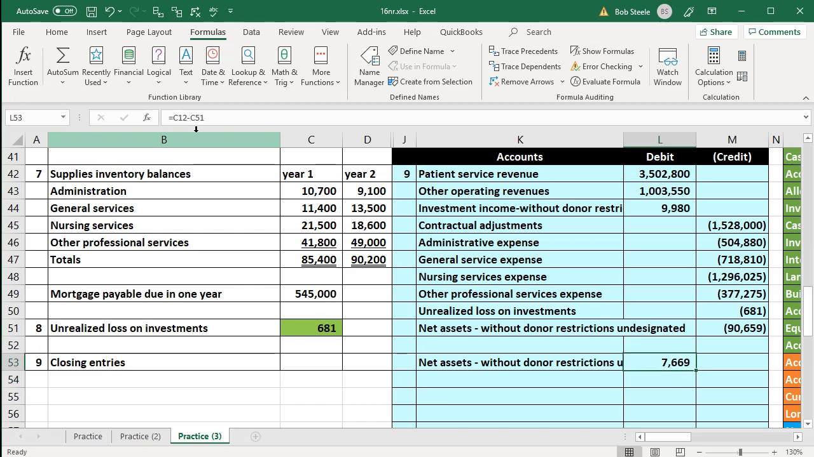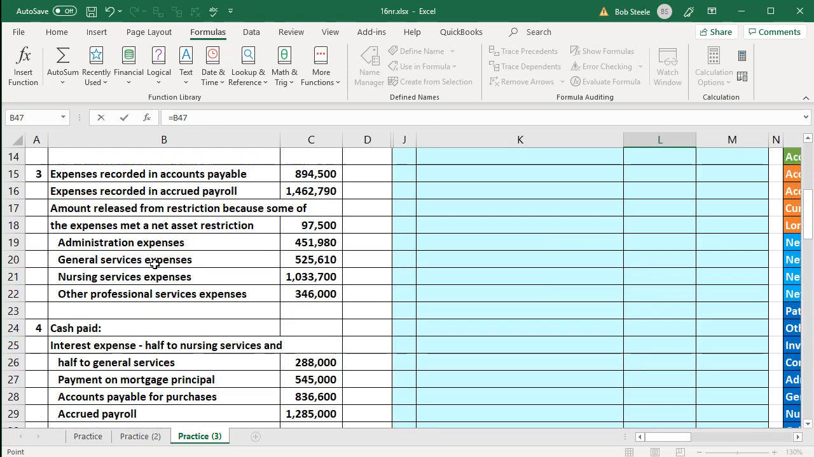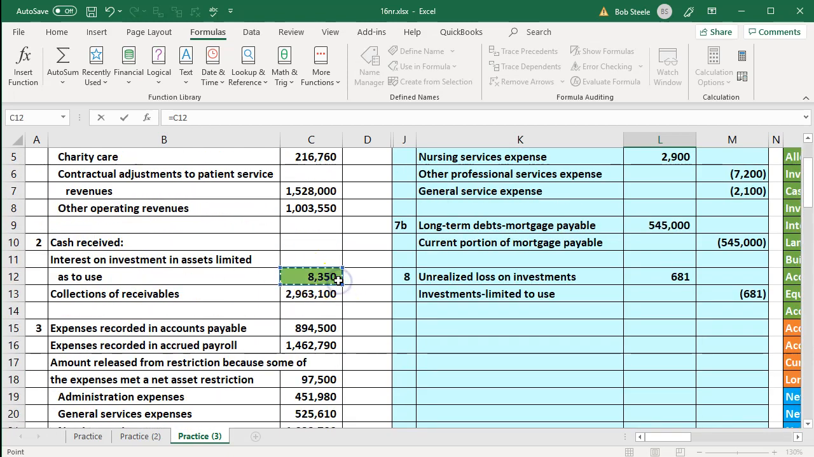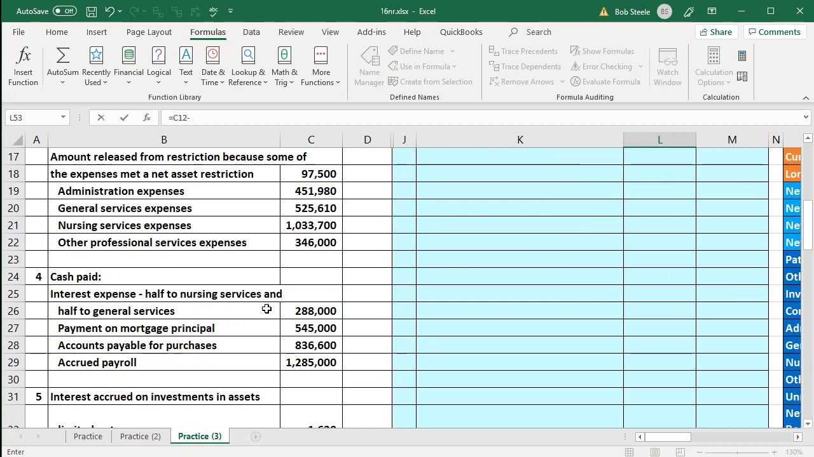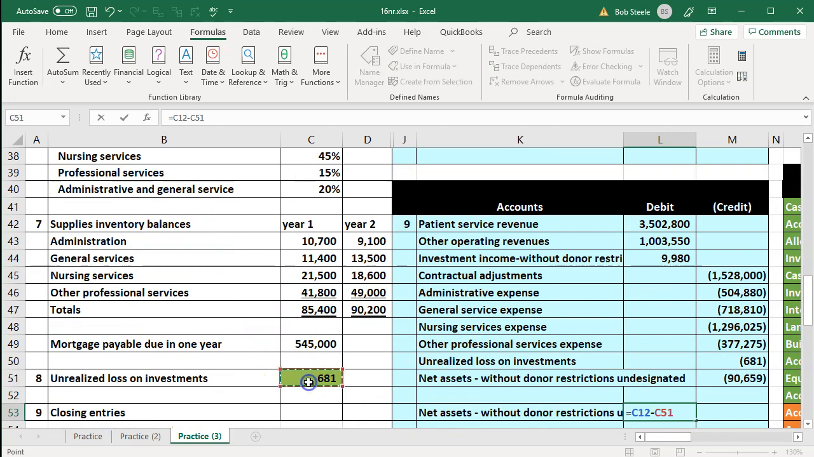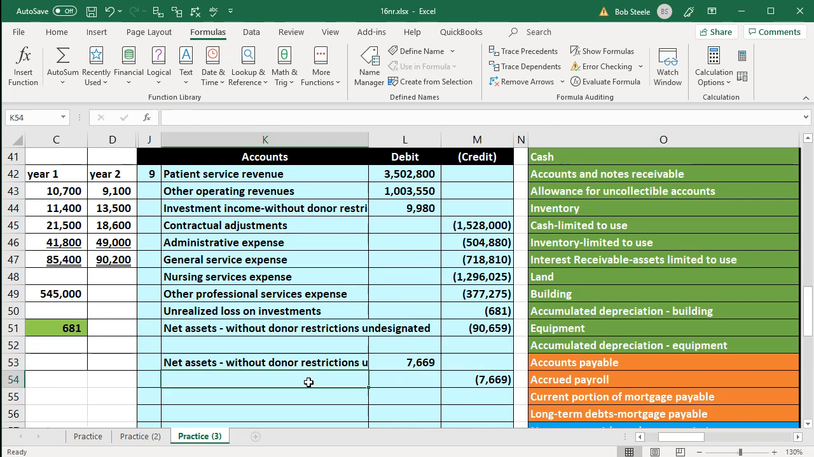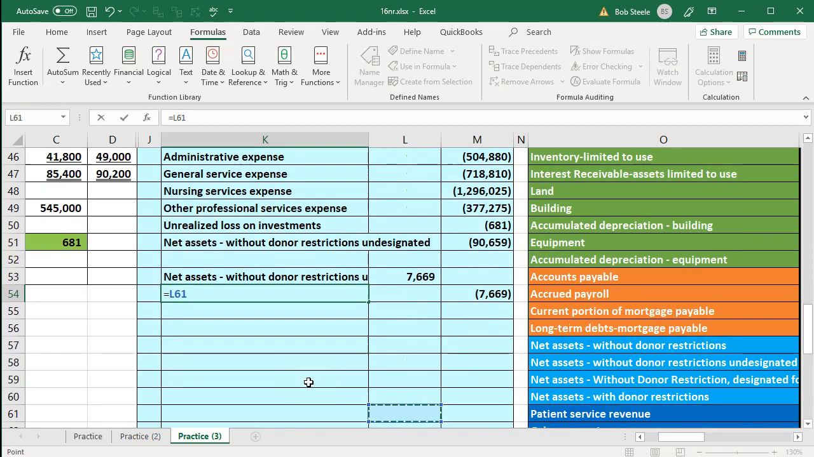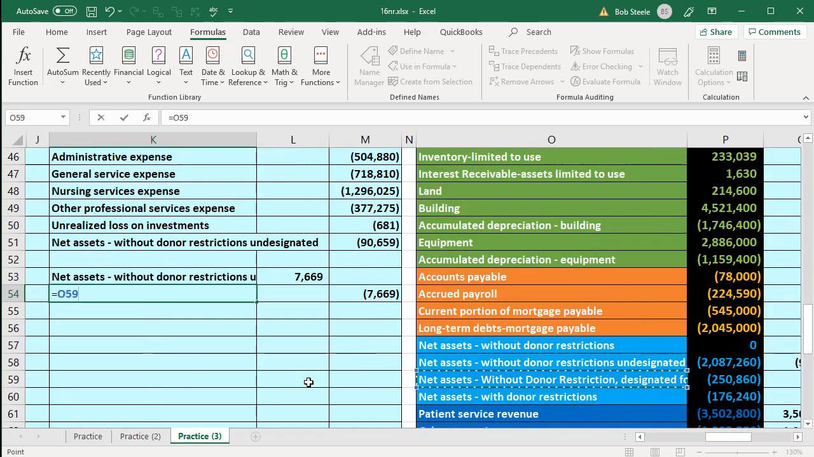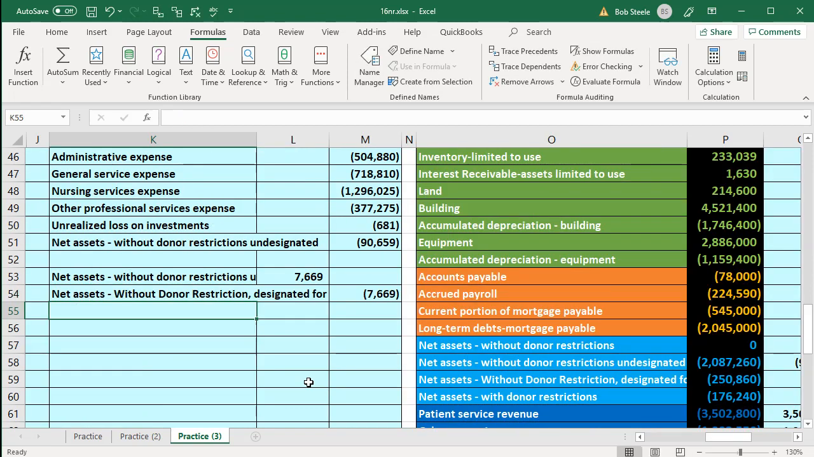So let's do that one more time all together here. It's going to be equal to, I made them green on my side, so it's probably easier to see over here. This one, which probably isn't green on yours, is number 2, which is the interest on investment in assets limited, minus, scrolling back down, picking up this one, unrealized loss on investment, and enter. So that's what we want. The credit then is going to be for the same amount. That then increases the other net asset accounts, that being the net assets without restrictions. So there we have the two.